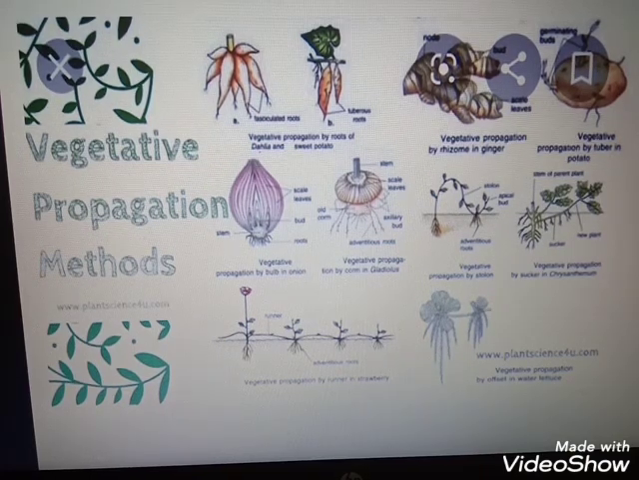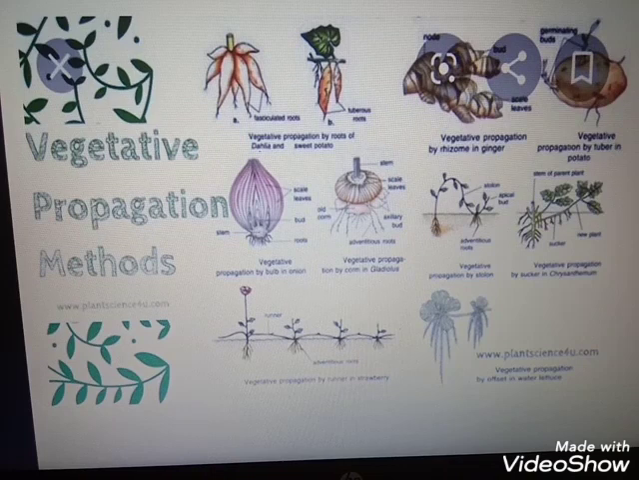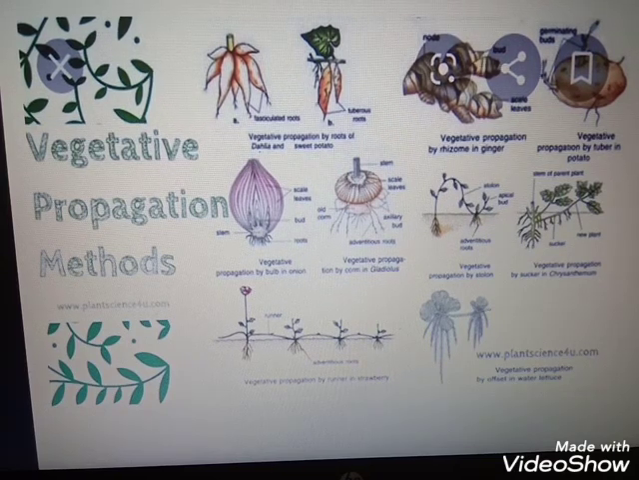Vegetative propagation is asexual because only one individual is involved and the formation and the fusion of gametes are absent. So, in asexual reproduction, the formation and the fusion of gametes are absent. That's why it is known as asexual reproduction. And vegetative reproduction is an example for this asexual reproduction. The young ones produced are clones because they are exact copies of their parents.